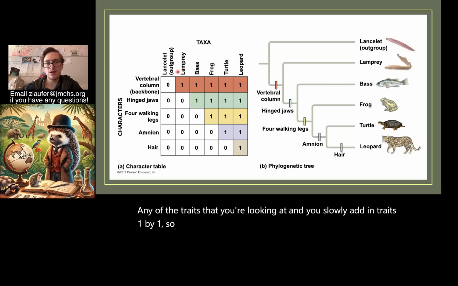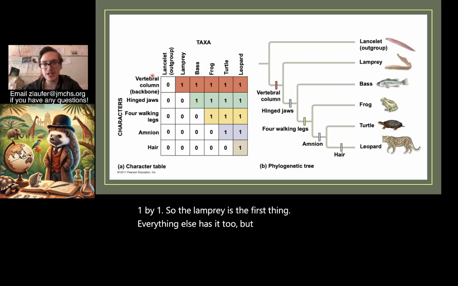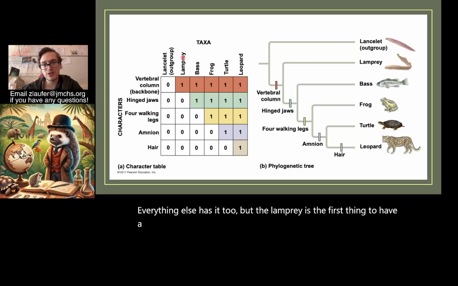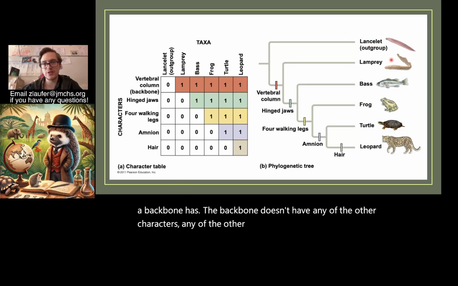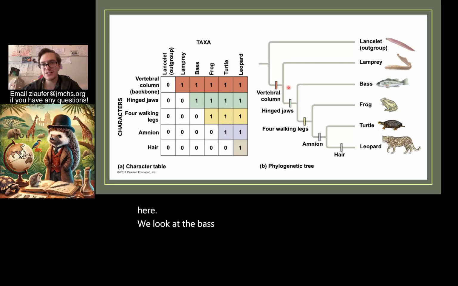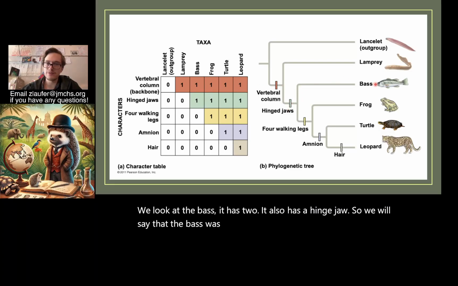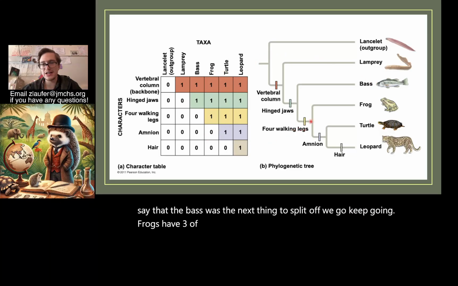So the lamprey is the first thing. Everything else has it too, but the lamprey is the first thing to have a backbone. It has the backbone, it doesn't have any of the other characters, any of the other traits. So that's why we put the lamprey splitting off first, because it only has this one character here. We look at the bass, it has two. It also has a hinged jaw. So we will say that the bass was the next thing to split off. We keep going. Frogs have 3 of them, so they're next to split off.